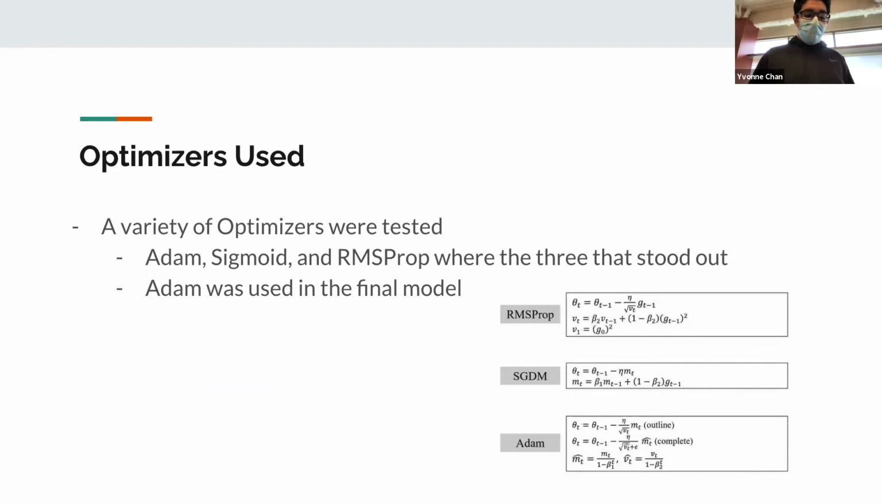Optimizers are common in AI to improve the accuracy and efficiency of a model. I experimented with some optimizers such as RMSProp and Sigmoid. However, I eventually chose ADAM as my optimizer, which combines elements from both RMSProp and Sigmoid. In addition, ADAM also gave me the best results for my project.